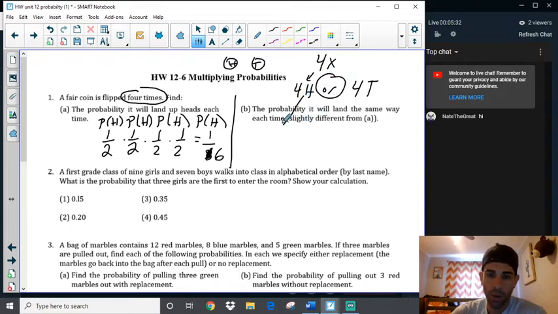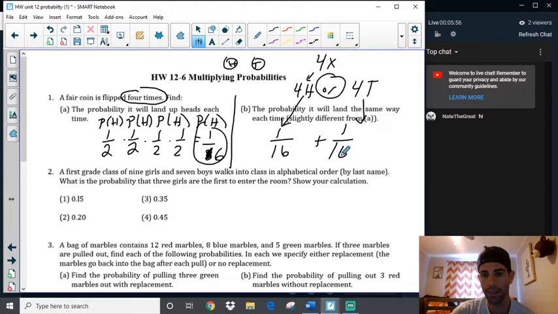So first, what's the probability that you get heads 4 times? Well, we just did that one right there. 1 out of 16. Now, what's the probability that you got 4 tails? Okay, tails 4 times. Well, is the probability any different? No, because it's still 1 out of 2, except this would be tails, tails, tails, tails. So it's going to be the same thing, 1 out of 16.